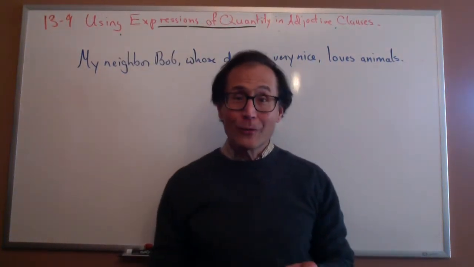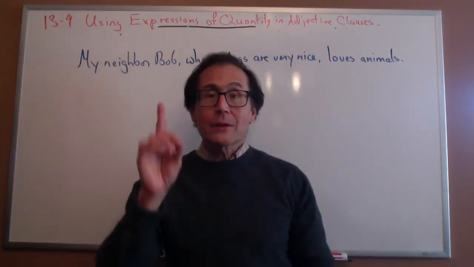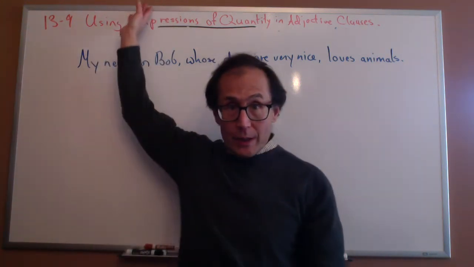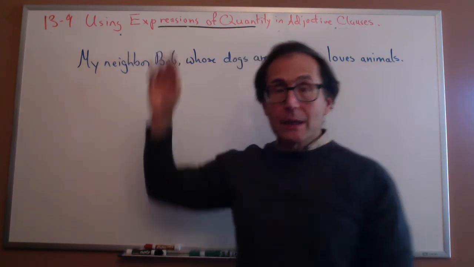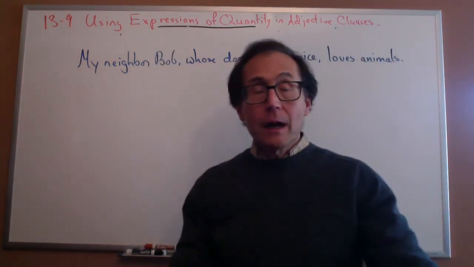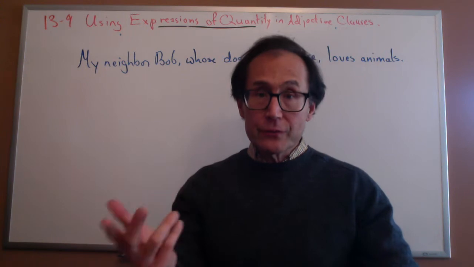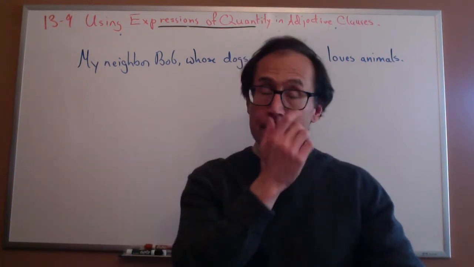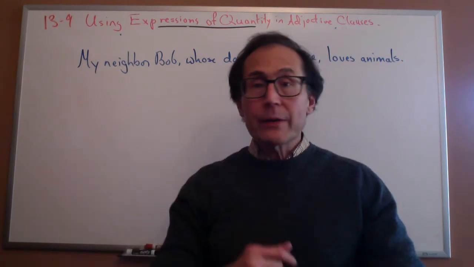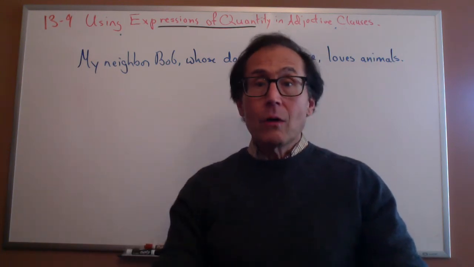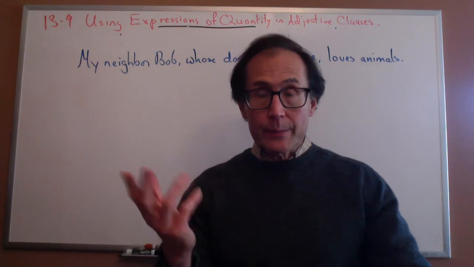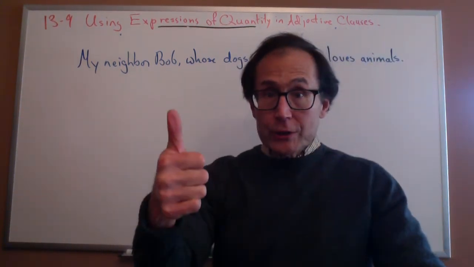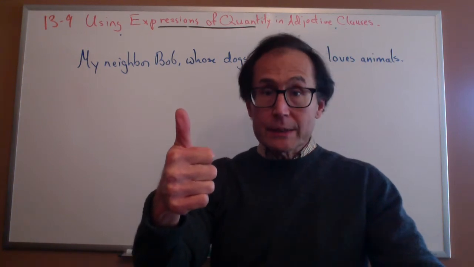Okay, welcome back. So, we've learned that we can use expressions of quantity with adjective clauses for which. I can say, I have 4 markers, 3 of which are blue. Or we can use it with people, and I can say, Mary has 4 friends, one of which is a boy. So, I can use which with expressions of quantities and adjective clauses.